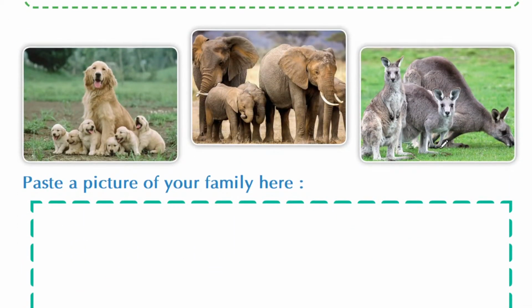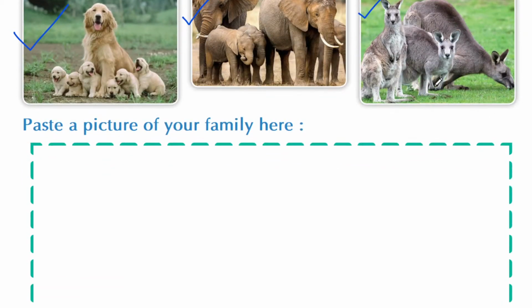Okay, so here we can see the family members of different animals. Here we can see a mother dog with its puppies. Here we can see mother and father elephant with their baby elephants. And in the third picture, we can see kangaroos with their babies.